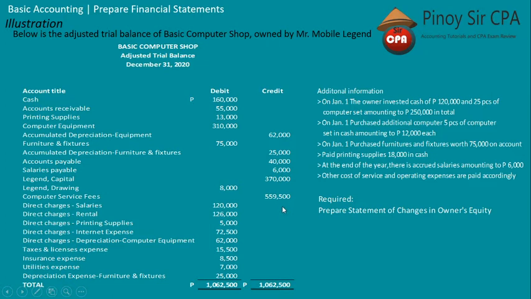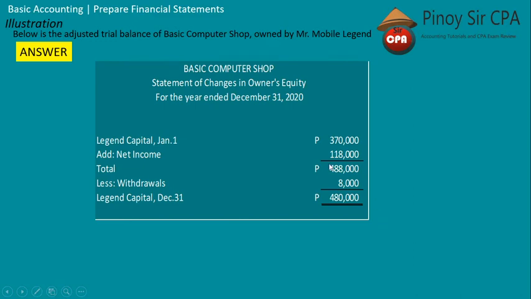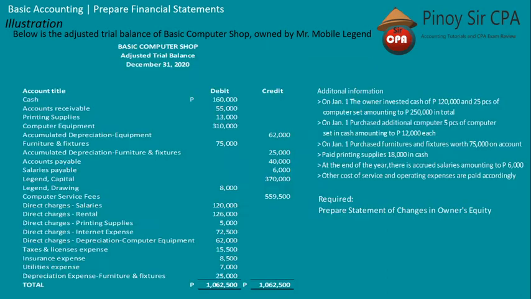441,500. Oh, that's correct. And when you deduct it from 559,500, that will give you 118,000 net income. Okay, so tama tong net income. So total natin 488,000. By the way, may additional investment ba? Balik tayo sa problem. Ito, napapansin niyo ba to? Wala. Itong additional information, may sinabi ba ditong additional investment? Wala naman, di ba?